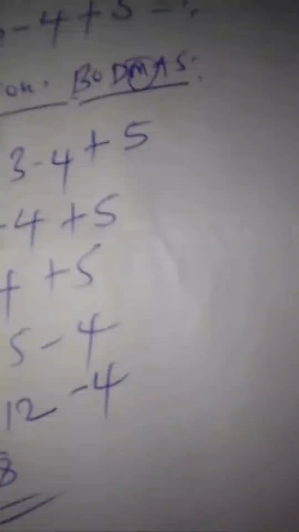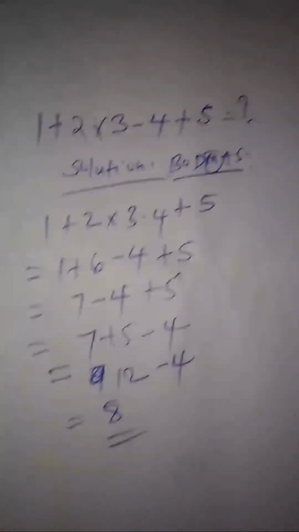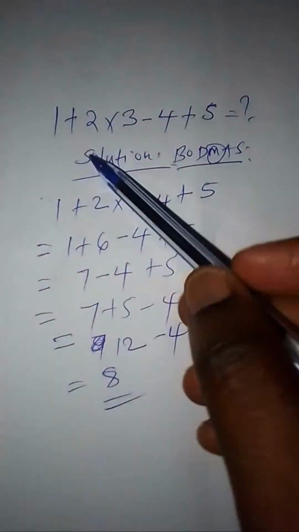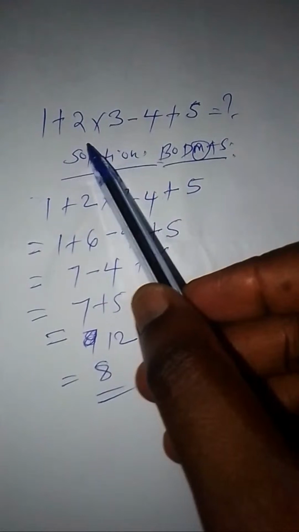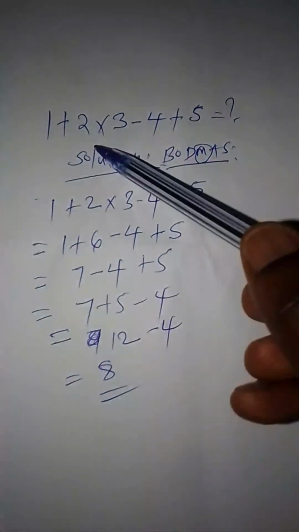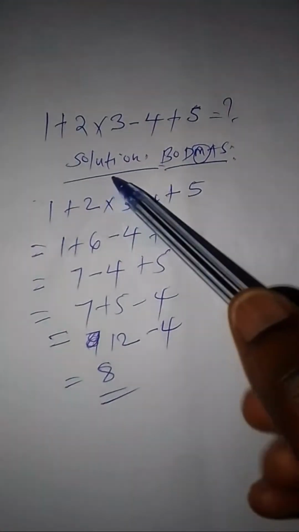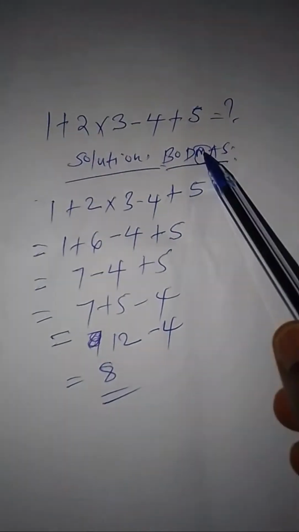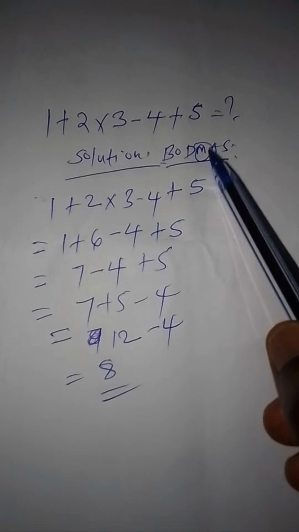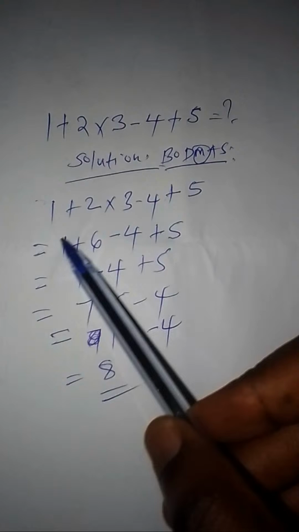Okay, so I want us to proceed and work out this other problem. So here we have 1 plus 2 times 3 minus 4 plus 5. So I've said that the first thing we are talking about solution, that is BODMAS. So in talking about BODMAS, we have M in this case. So M stands for multiplication. So we're going to look at the multiplication sign.